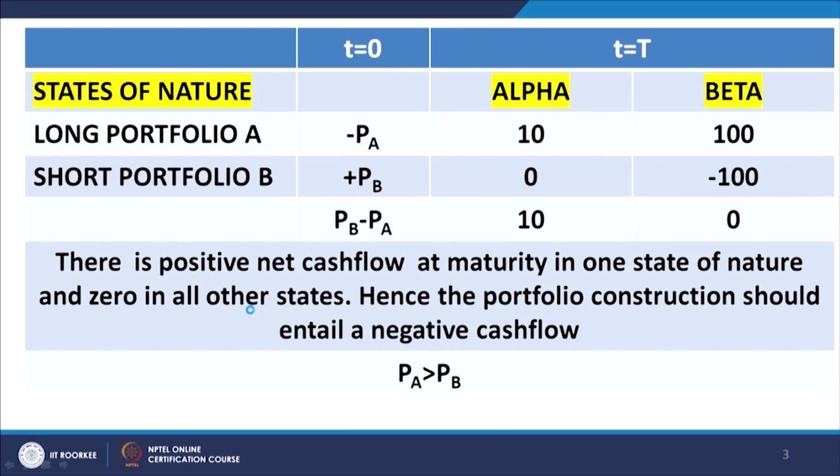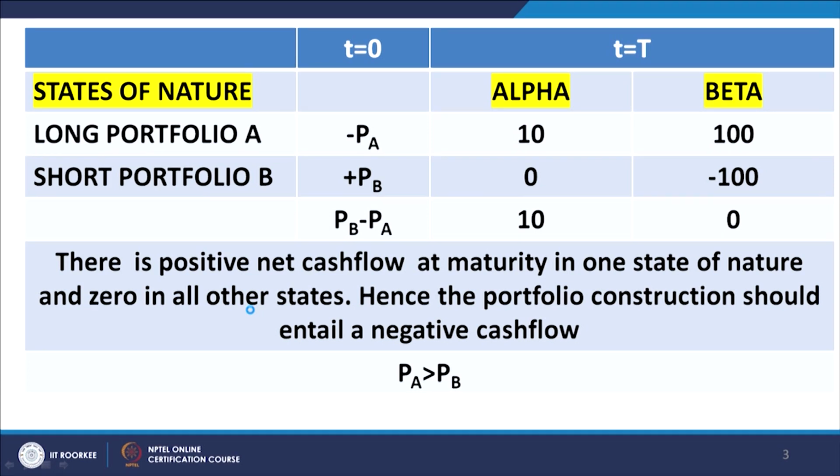We have got two portfolios A and B. We take a long position in portfolio A and a short position in portfolio B. The price of portfolio A is PA, price of portfolio B is PB. Because we are long in portfolio A, it will entail a cash outflow, and therefore, PA is given a negative sign, and because we are shorting portfolio B, we will get a cash inflow there at time t equal to 0, and therefore, we are taking PB as positive.